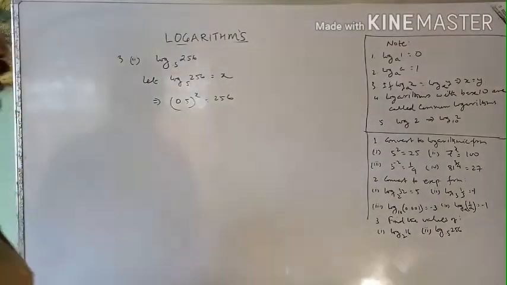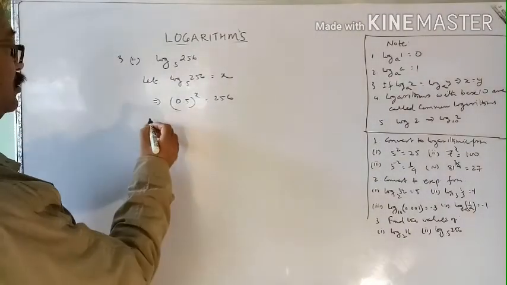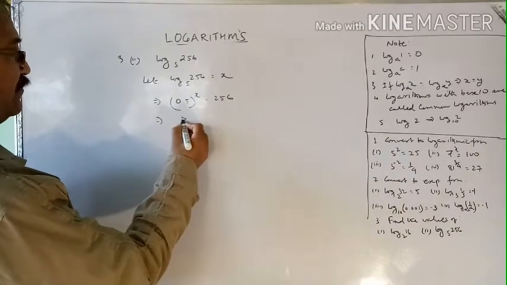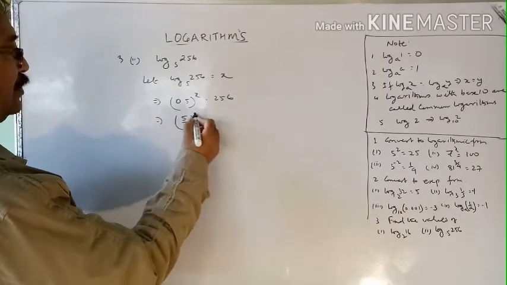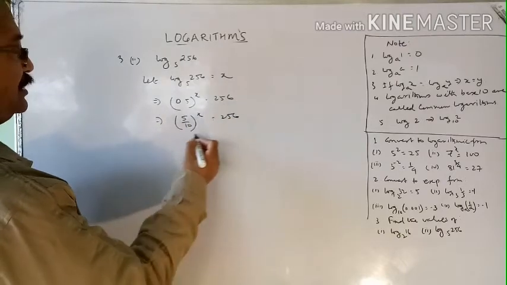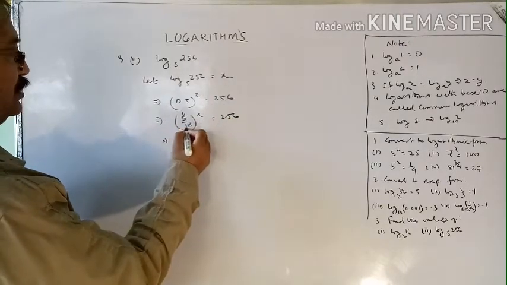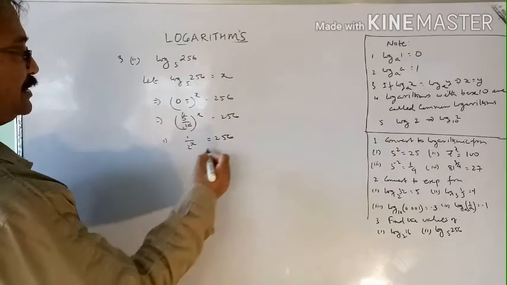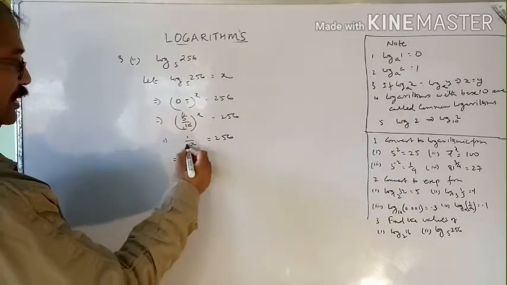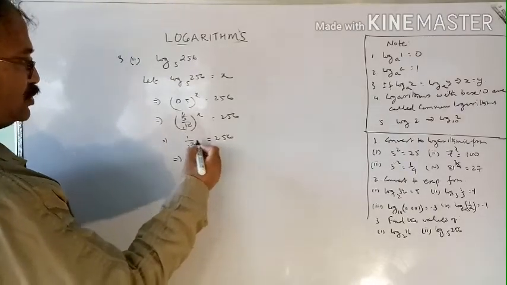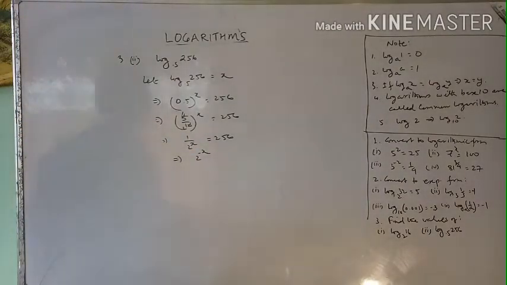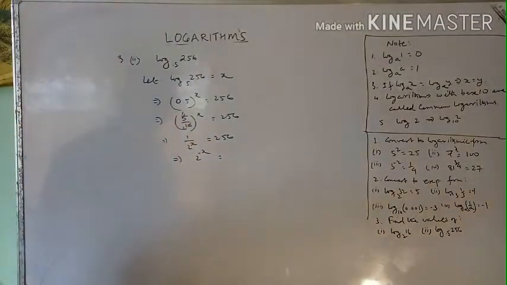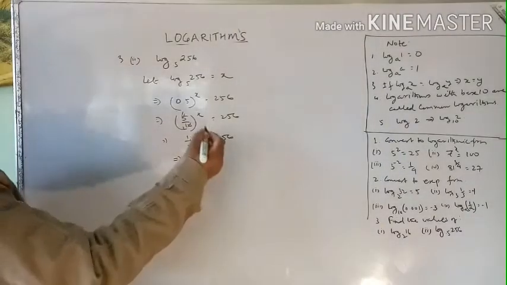256. Okay. So you can convert this decimal into fraction, so you get 5 by 10 to the power x equal to 256. So if you cancel here, 2. So 1 by 2 to the power x equal to 256. Now we can take it up as 2 to the power minus x. Okay. So here also now we make the base 2 only. For that we'll factorize 256.